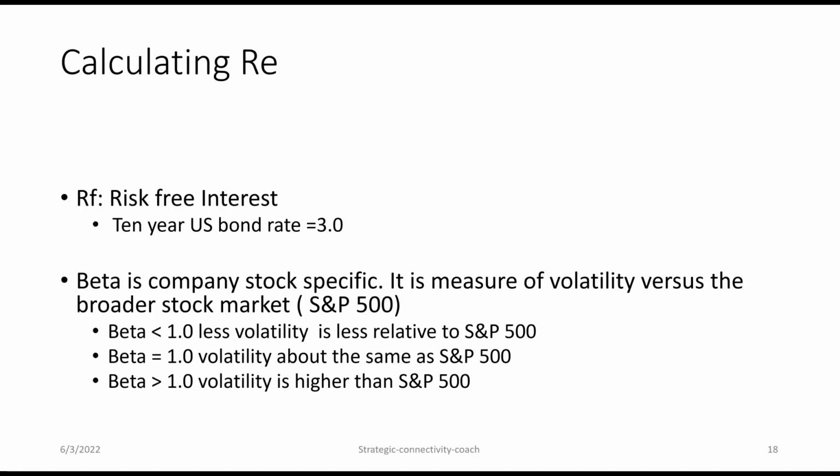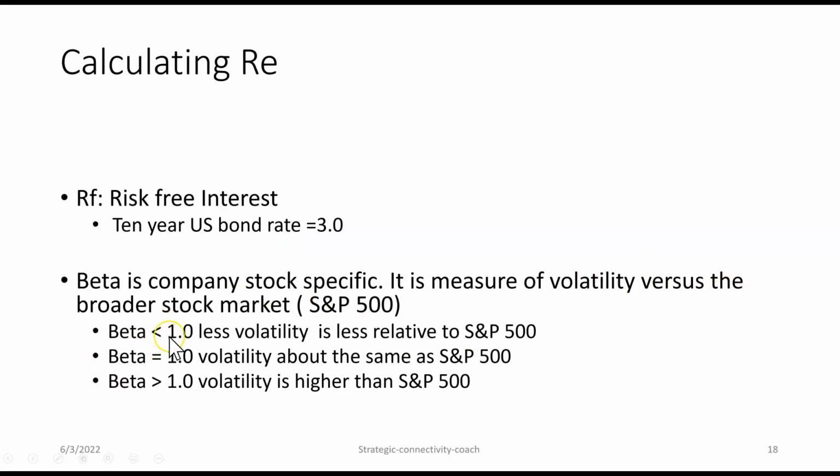So we're going to use 3%. The beta is really specific to the company. Beta is really a measure of how volatile that particular stock, or the company, is in terms of the stock going up and down, but it's compared to how the S&P 500 or the broader market is doing. So it is a measure of volatility versus the broader market, the S&P 500.